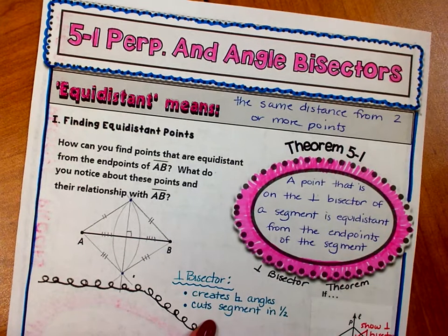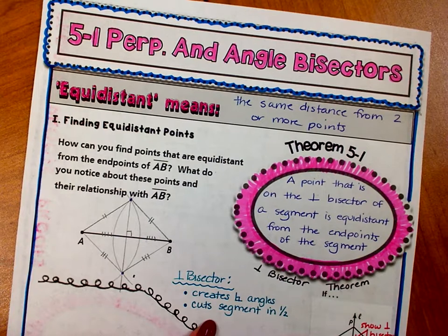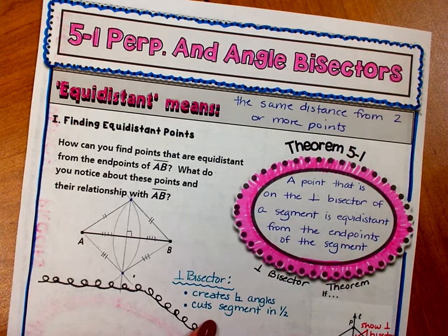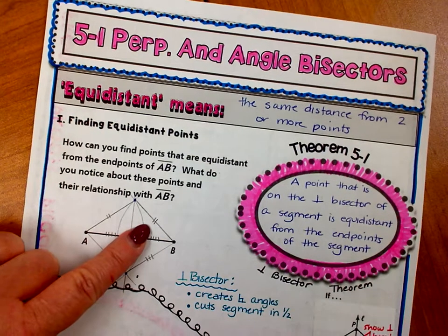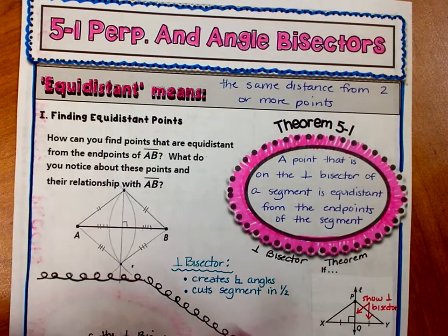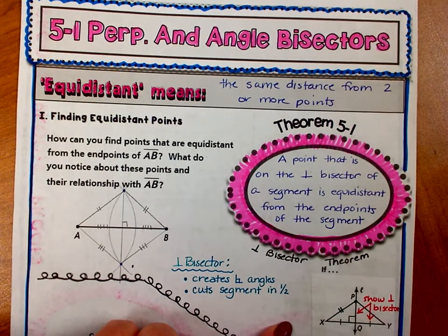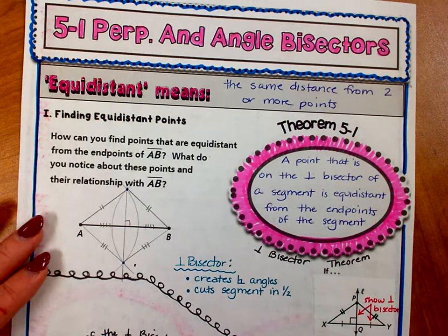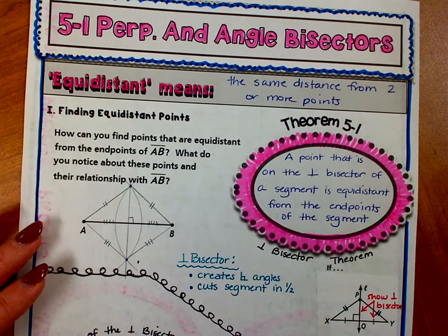Okay, so according to Theorem 5.1, a point that's on the perpendicular bisector of a segment, and that would be point P in this case, is equidistant from the endpoints of the segment, just like we had over here in our constructions. So that means that these two lines are congruent.